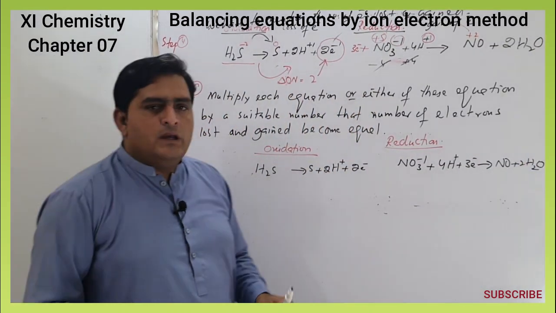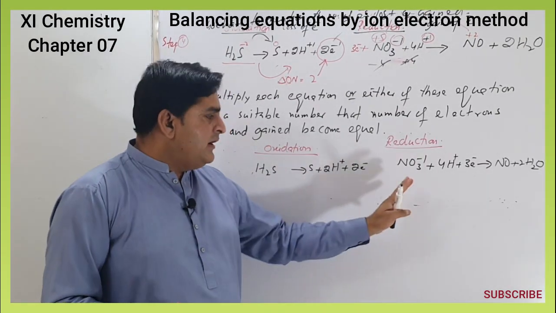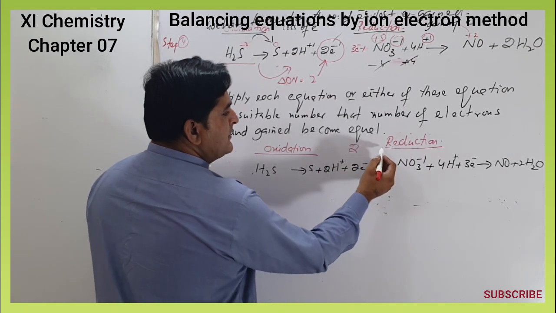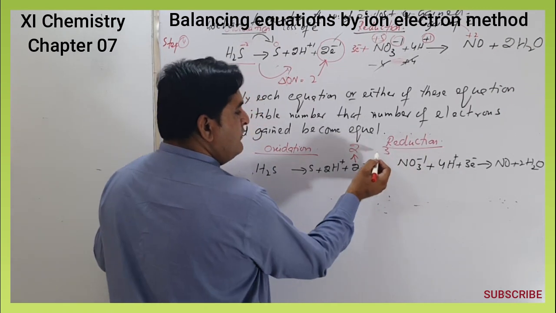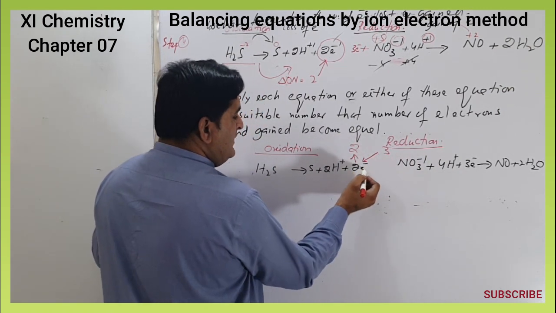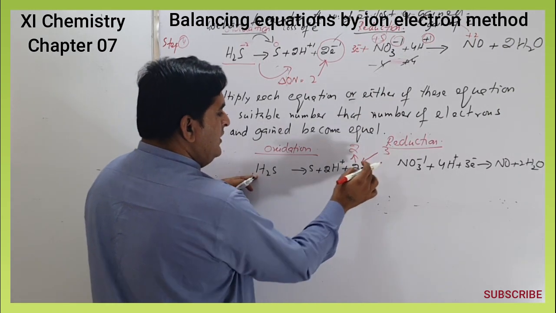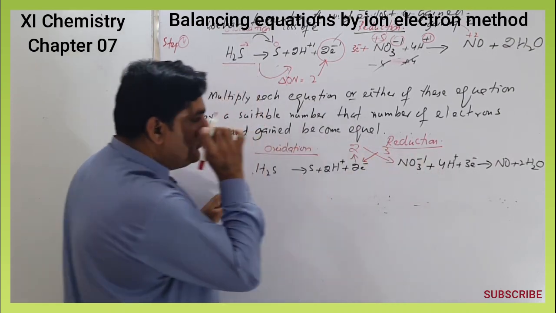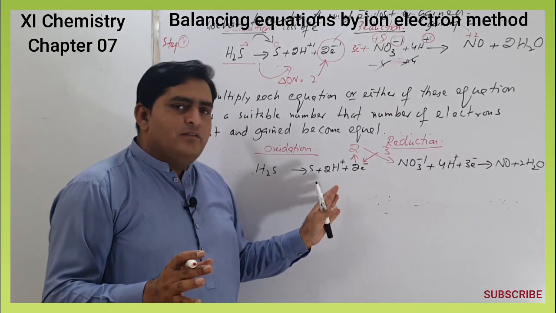The simplest way of equalizing the number of electrons lost or gained is cross multiplication. How many electrons here? 2. How many electrons here? 3. The number of electrons lost is 2, and the number gained is 3. We multiply 3 with the electrons gained in the reduction equation, and we multiply 2 with the electrons lost in oxidation. This is the way to make the number of electrons equal.